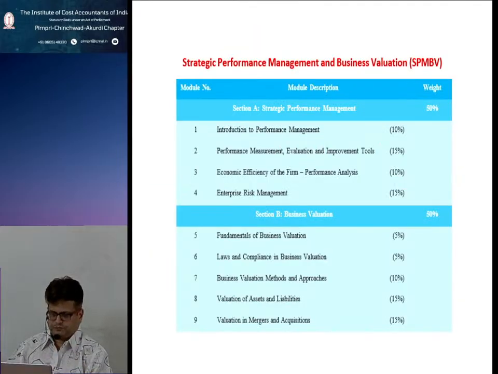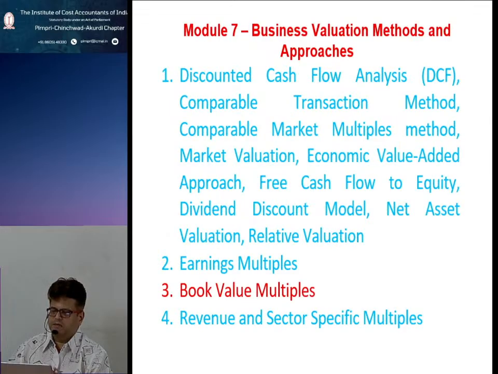So in this session again we are covering module 7, which is business valuation methods and approaches, comprising 10% of weightage in the overall scheme of things. In that we have the third chapter now, 7.3, which is about book value multiples. And what is book value multiples, we will see now the whole concept.